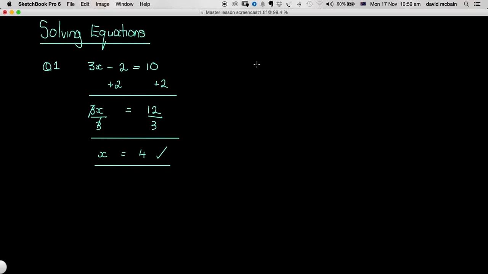Okay, question 2, the equation was 2x minus 3 equals 3x. Now here we can see that there's an x term on both sides of the equation. So what we're going to do, we're going to move the 2x to the right hand side, so it's with the 3x. And so what we do, we minus 2x from both sides of the equation.